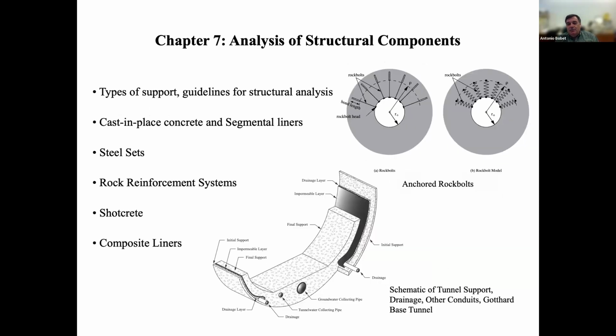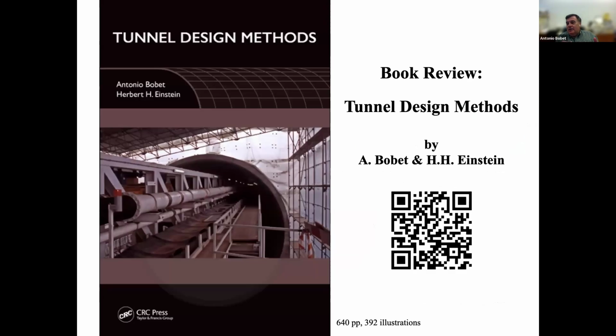And then we finish with chapter 7, which is the analysis of structural components. We start again with a general introduction just to describe the different support methods, some guidelines for structural analysis, and then we go briefly covering each one of these structural components: cast-in-place concrete and segmental liners, steel sets. We spend quite a bit of time talking about rock reinforcement systems, particularly what we would call rock bolts, shotcrete, and then we end up briefly with composite liners and drainage in tunnels. And that provides a quick overview of the book and what the book is about.